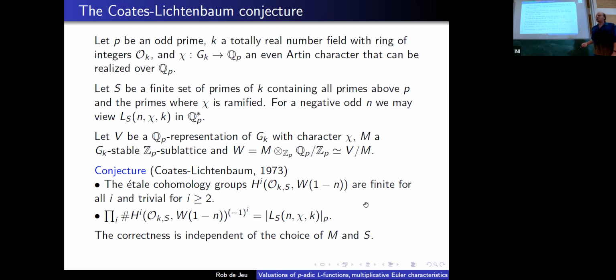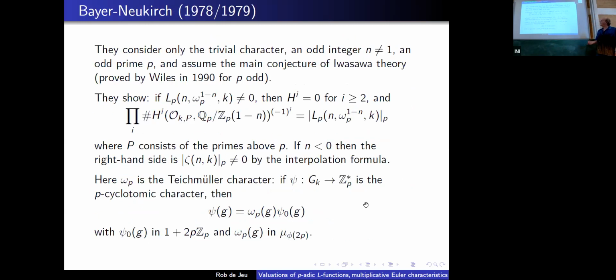Okay, so they provide some evidence in this paper already. And some years later, Bayer and Neukirch proved effectively the simplest case, where the character becomes trivial. We still have an odd integer n, and they at that stage assumed the main conjecture of Iwasawa theory, which was then proved by Wiles about 10 years later. In that case, they actually go for a p-adic function. Depending on your station, this p-adic function could be a branch of the p-adic zeta function that I prefer to write like this, for this Teichmüller character that's introduced here.